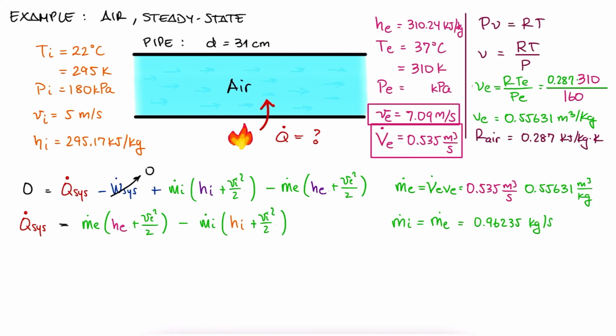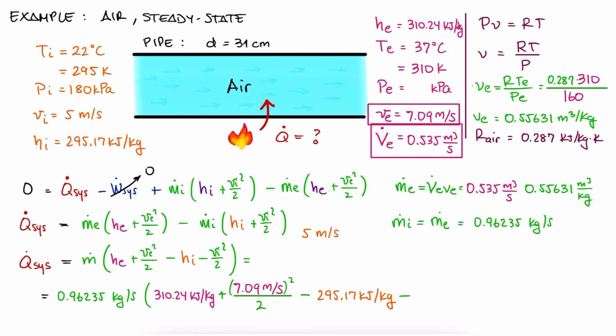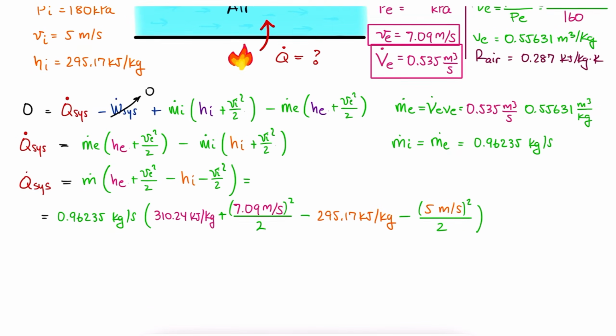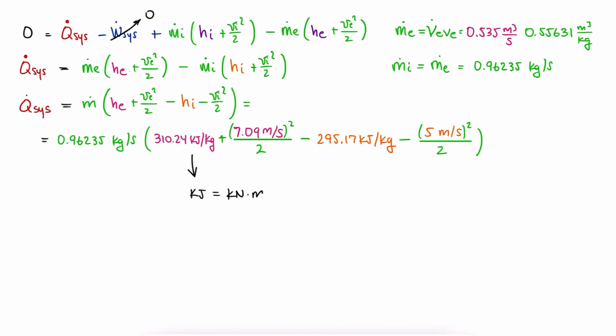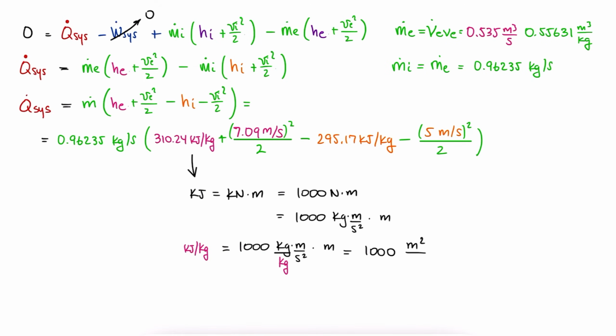Now notice something very important here. When we substitute all values, we make sure that the units are consistent. This specifically means that if we just substitute the specific enthalpy values we get from the table, which are in kilojoules per kilogram, we cannot combine that with the kinetic energy components in meters squared over seconds squared. Kilojoules is equal to kilonewtons times meter, which is equal to 1000 Newton meter, which is equal to 1000 kilograms meters over second squared times meter, which divided by kilograms results in 1000 meters squared over second squared.